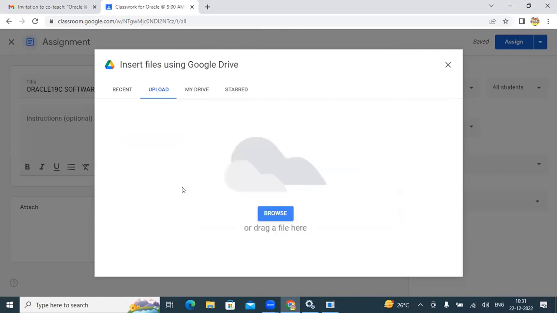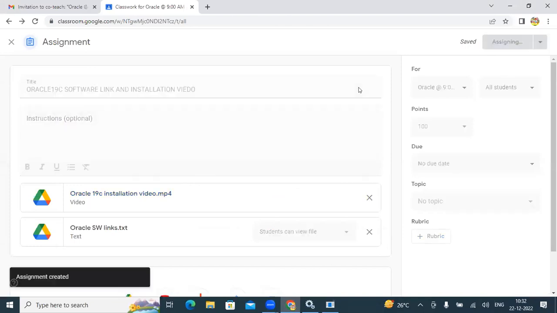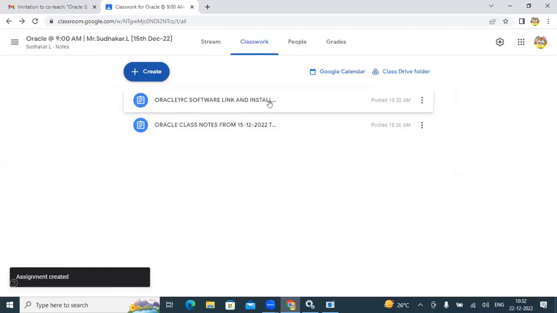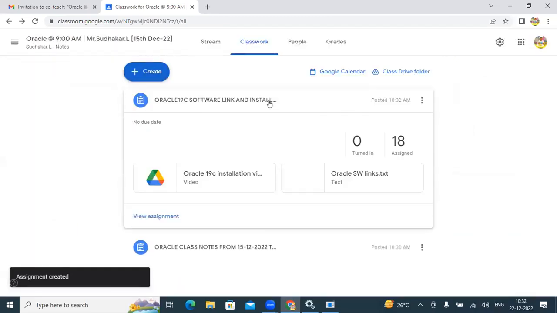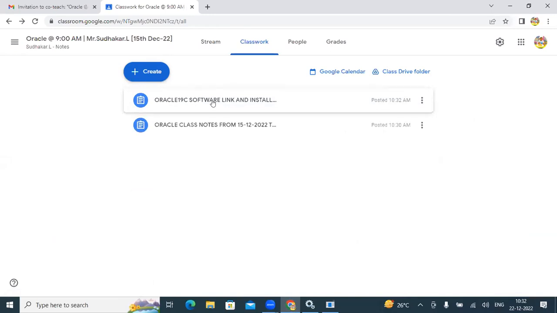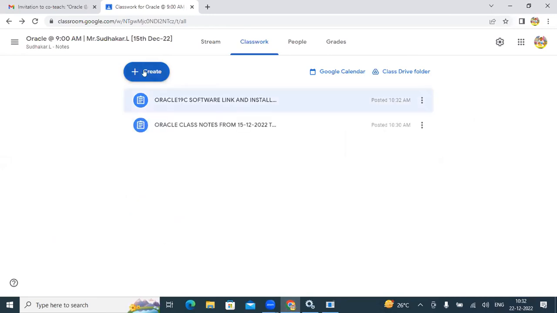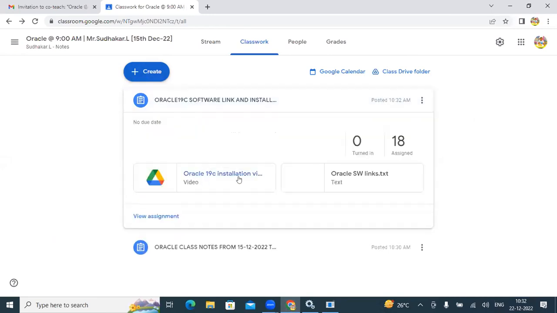The Google Classroom link you will get from your management people. Once they send it to your Gmail account, that's why I'm asking you to check your Gmail accounts. Did you get it from Naresh IT? No? Maybe they will send it today. Already 18 people are assigned here; somebody has got it. The software link and installation video I kept for installation purposes.